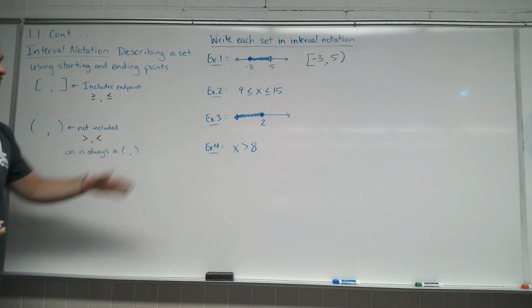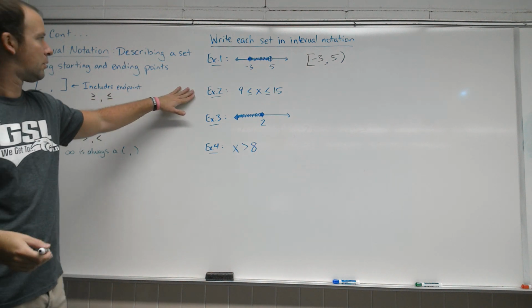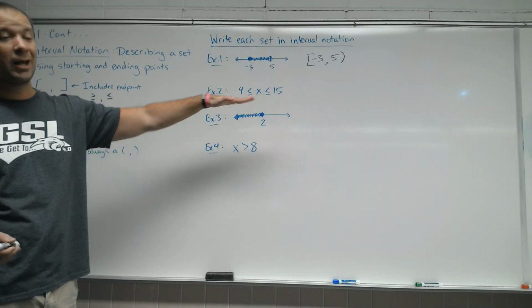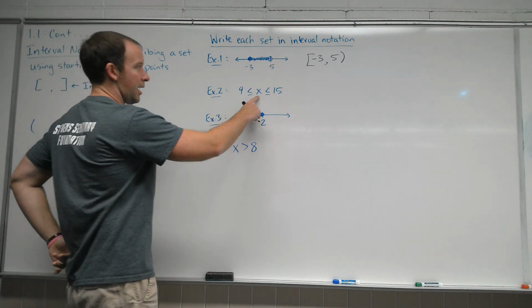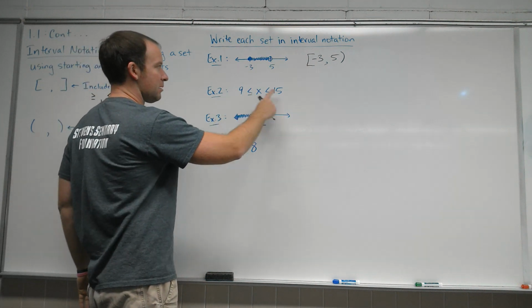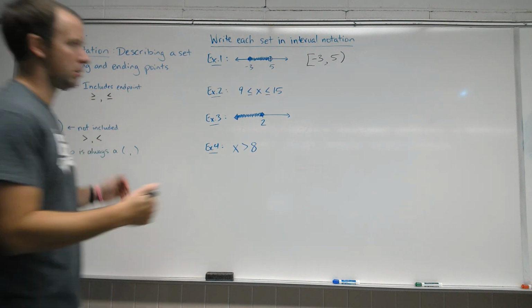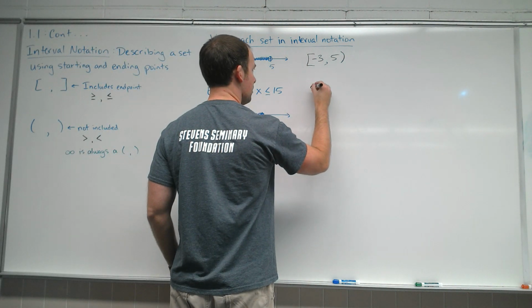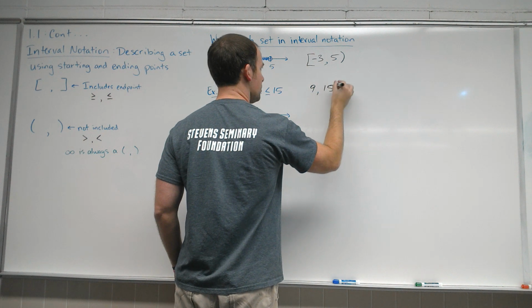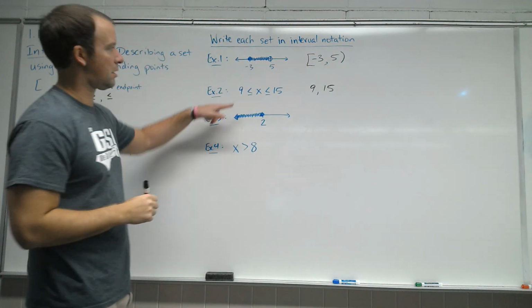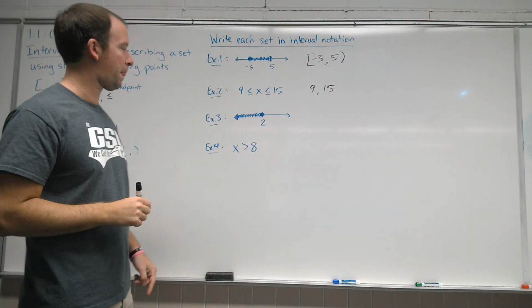Okay, so we'll try another fairly simple one for example 2. Where does it start? Where does it end? Okay, so the x is pinched between the numbers 9 and 15. Where does it start? We always start at the smaller number. So we start at 9 and go up to 15. This set of numbers goes from 9 to 15.